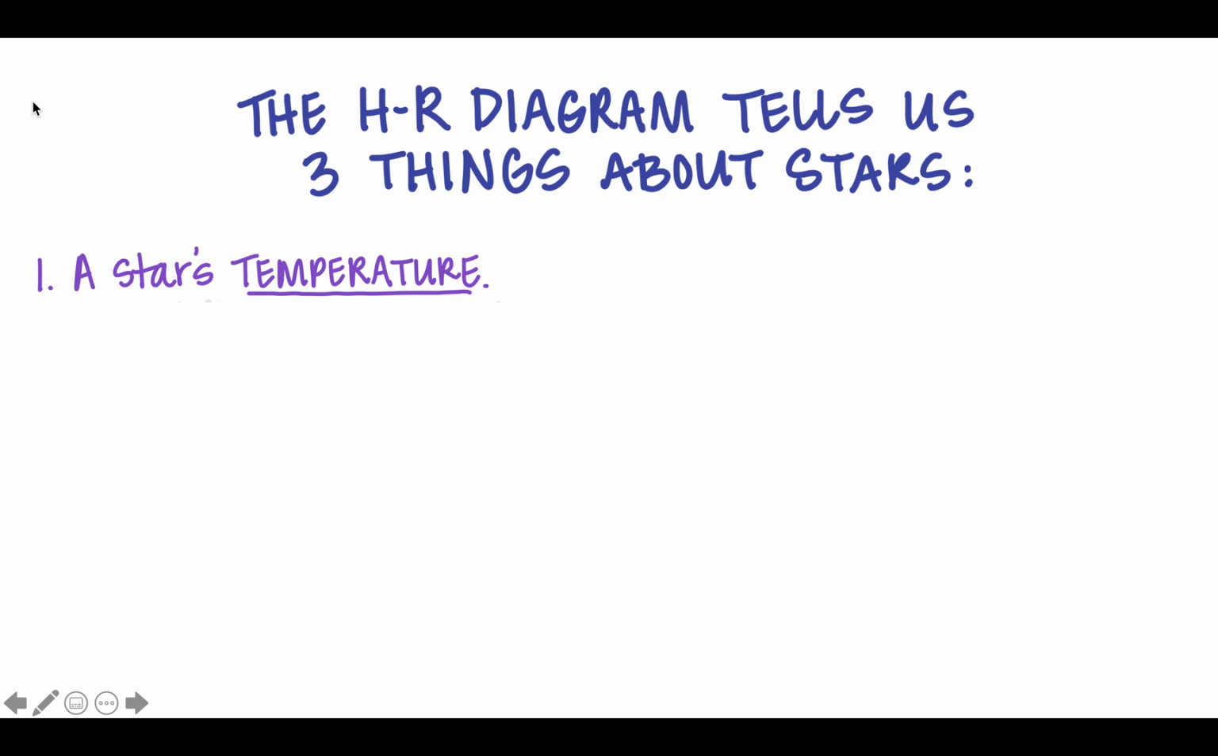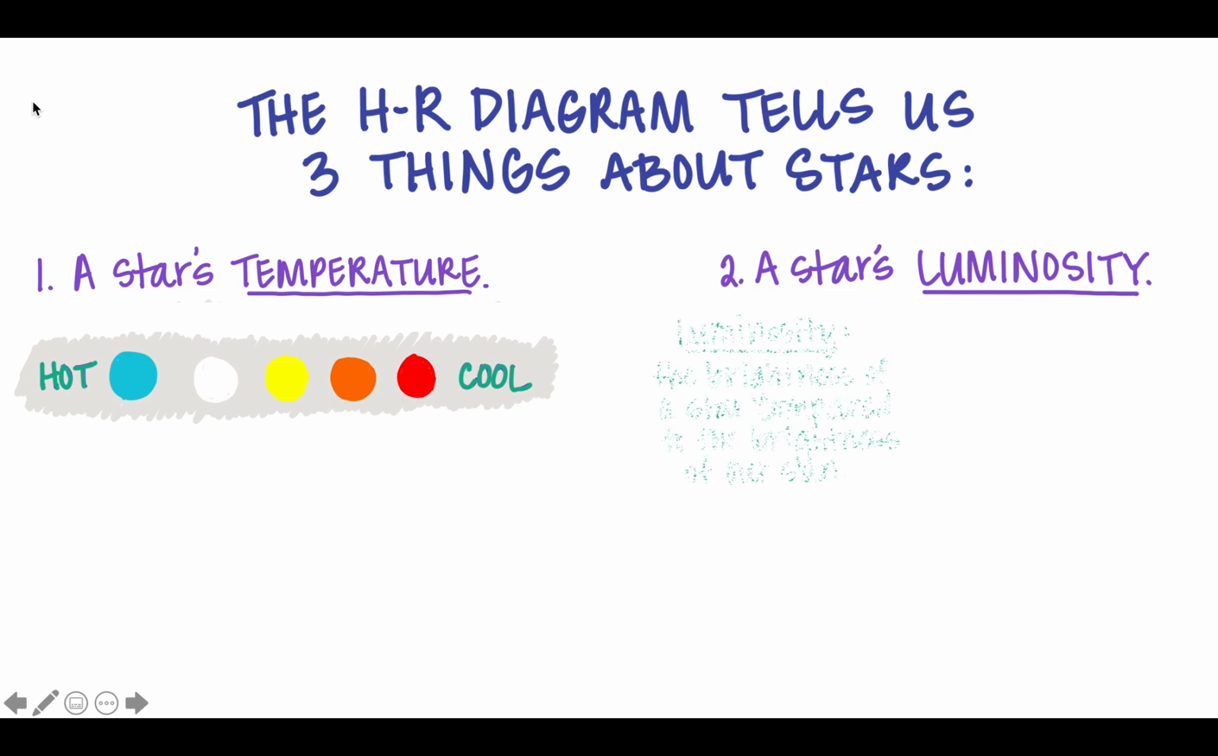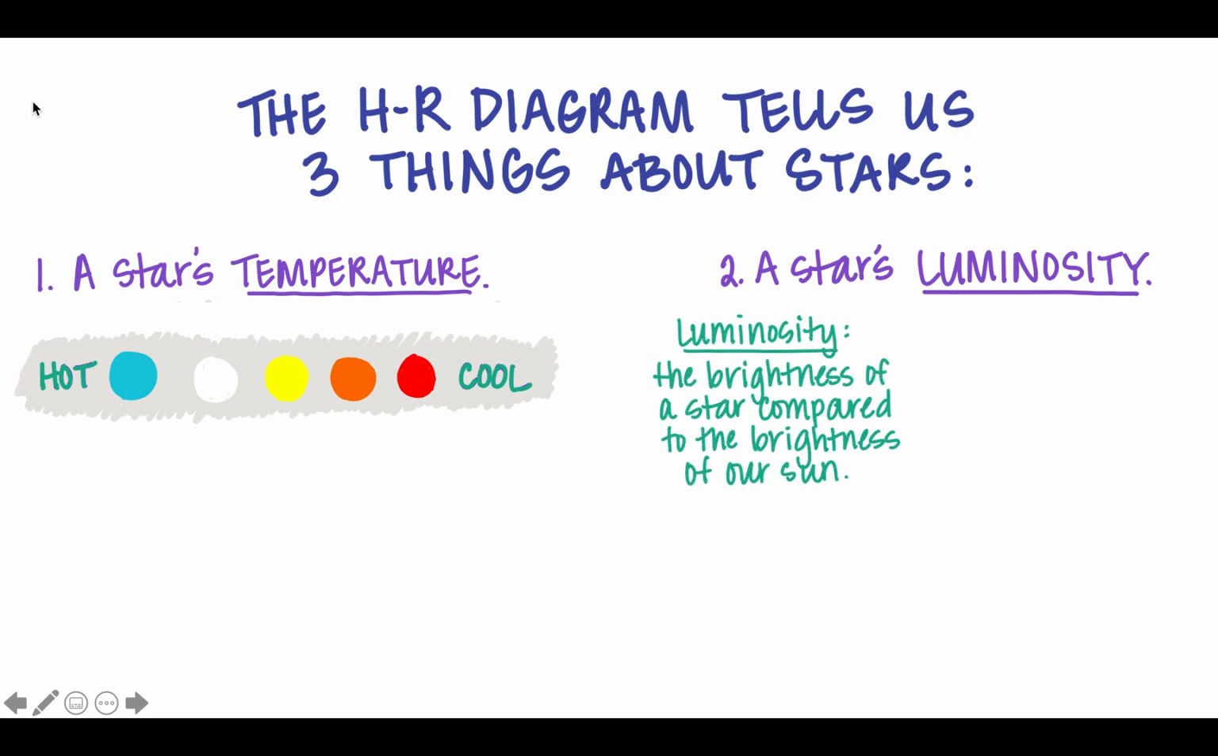One, it tells us a star's temperature. Hot stars are on the blue side and cool stars are on the red side. Two, it tells us a star's luminosity. Luminosity just means the brightness of a star compared to the brightness of our sun.